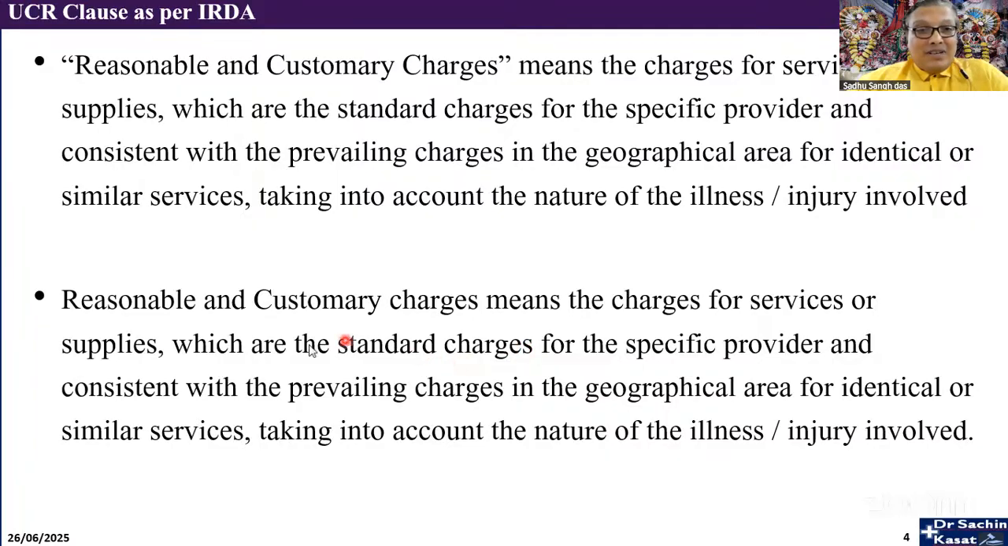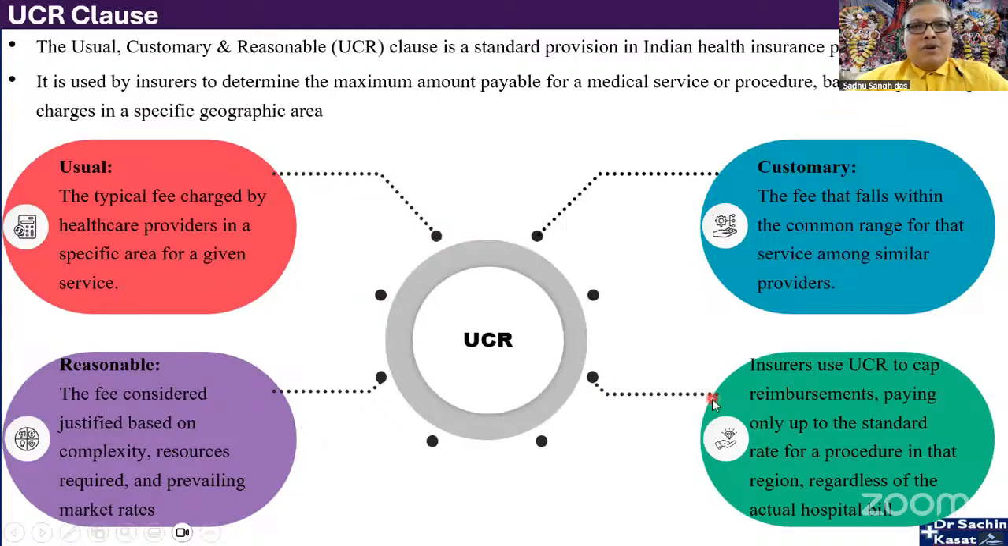A few aspects here become important. First, charges are for services or supplies. They are to be standard, specific provider, consistent, prevailing, geographical area, identical, similar services, nature of illness or injury. So these words become important.